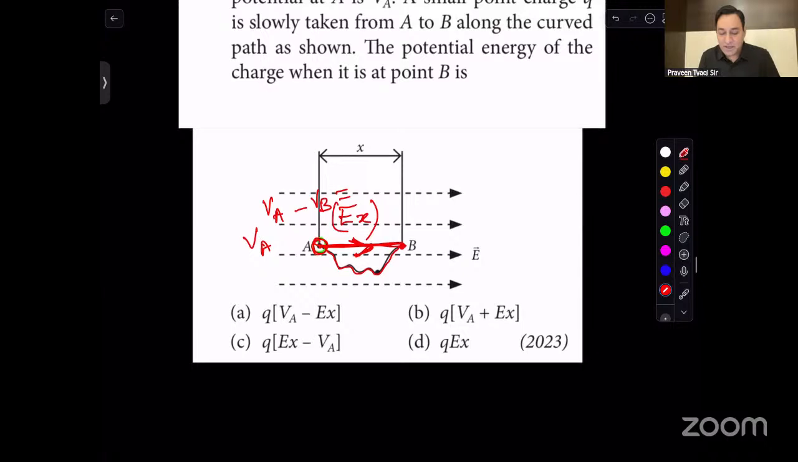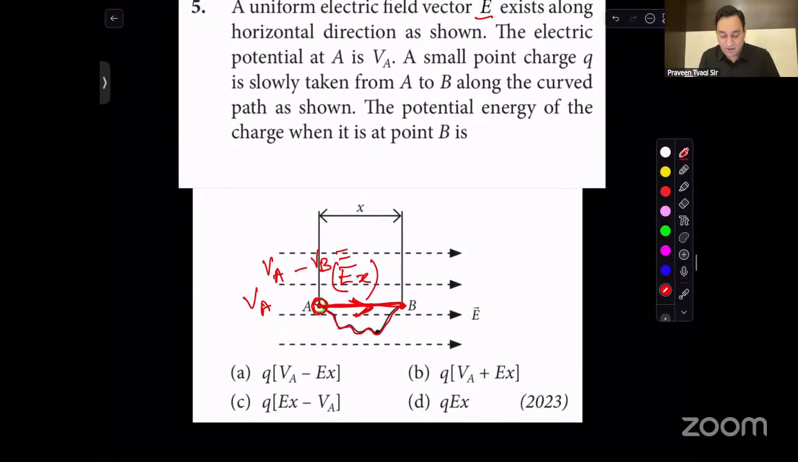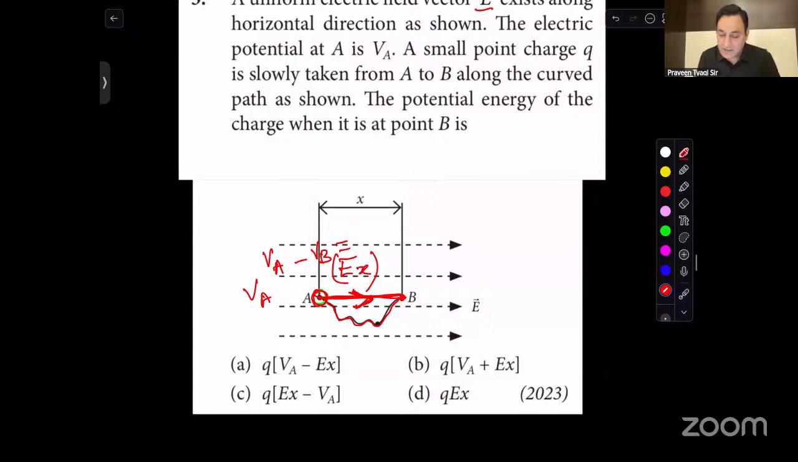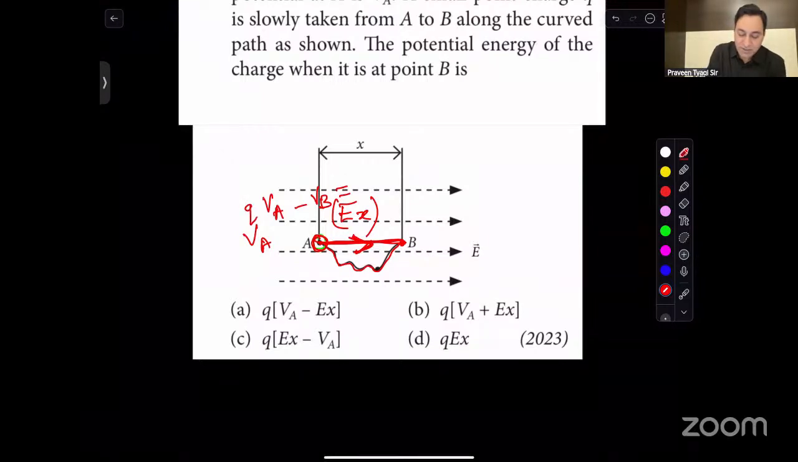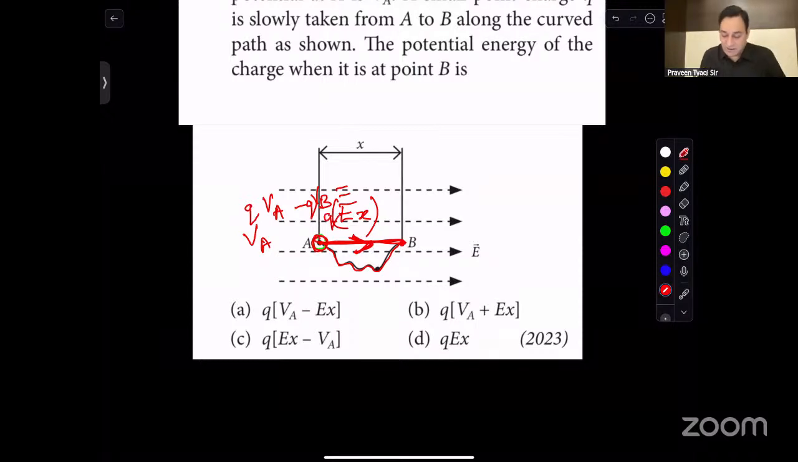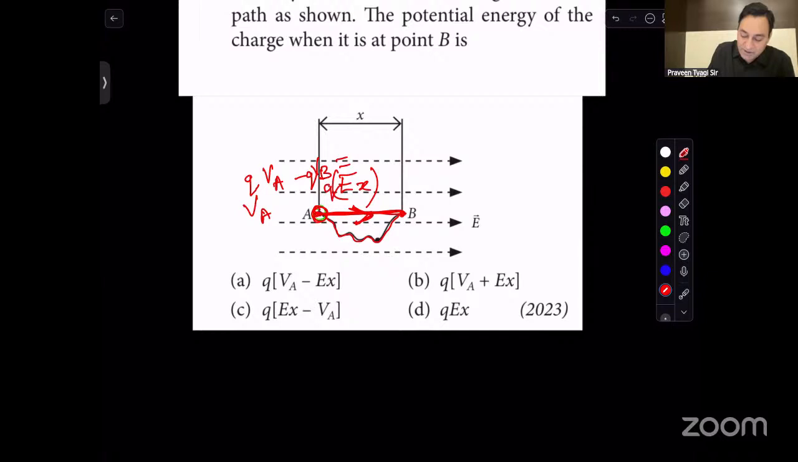So potential of B, what has he asked us? A point charge Q is taken from A to B. The potential energy of the charge when it is at point B is what? Okay. So QVA is the potential energy at A, QVB is the potential energy at B, and the difference is QEX. Now, we have to find potential energy at B. Okay, let me just tell you.